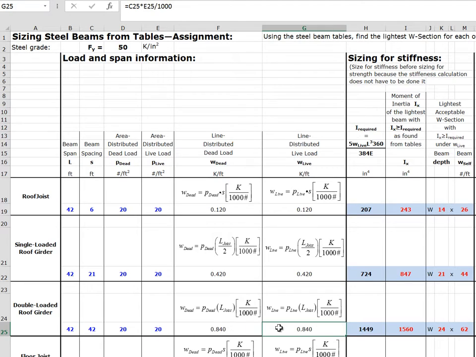So when I go to this formula, it says C25, which is this number right here, times D25, which is the area distributed dead load. And when I go here, it's just this width of roof times the live load of 20 pounds a square foot. So that's how we get all the W deads and the W lives for each of these beams in the roof.